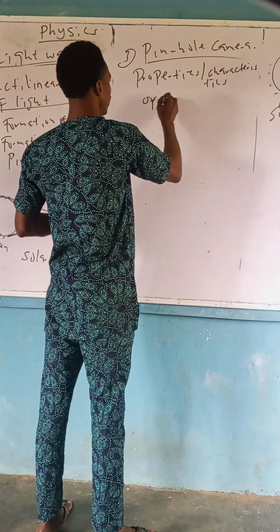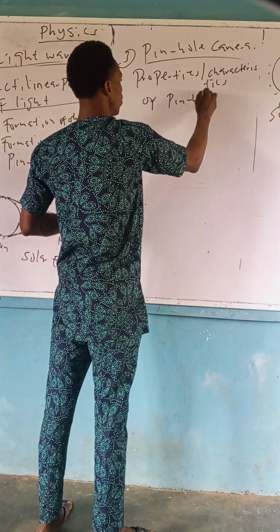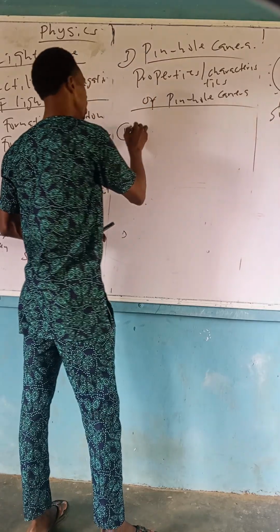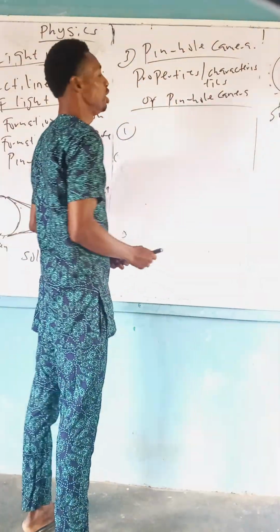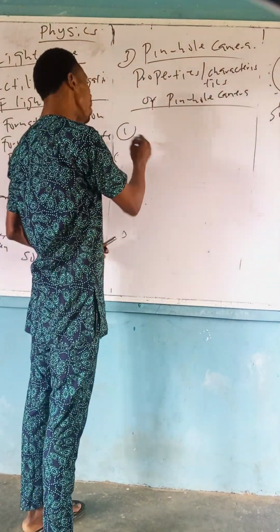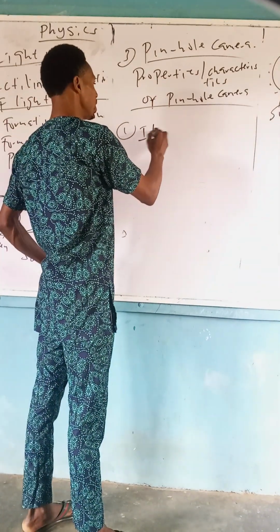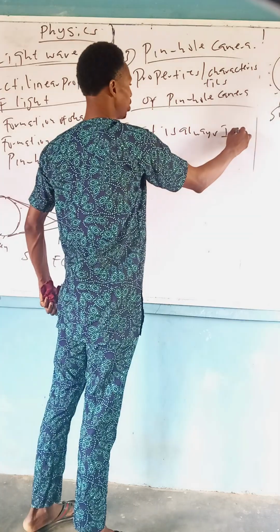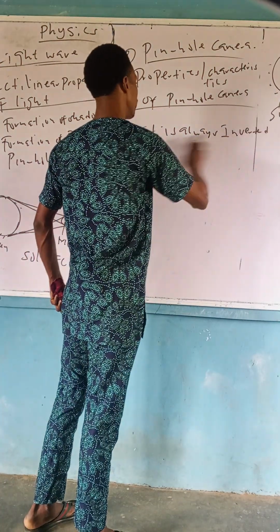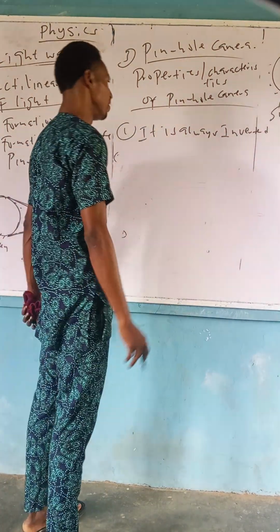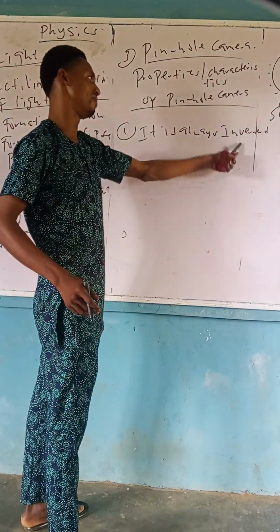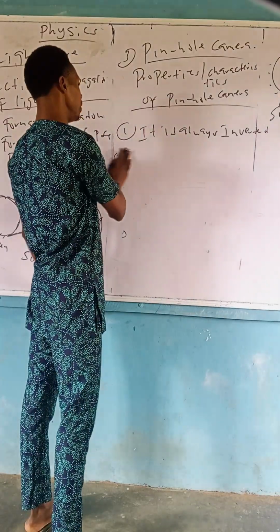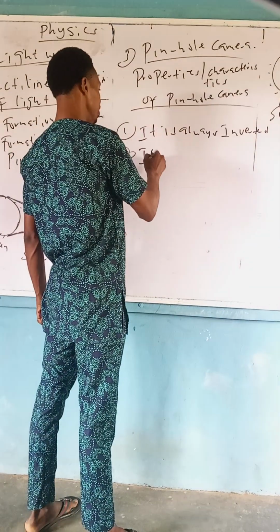Characteristics of the pinhole camera. Let's go to number 1. The image formed by a pinhole camera is always inverted. Image from a pinhole camera is always inverted. That's one property of the pinhole camera.